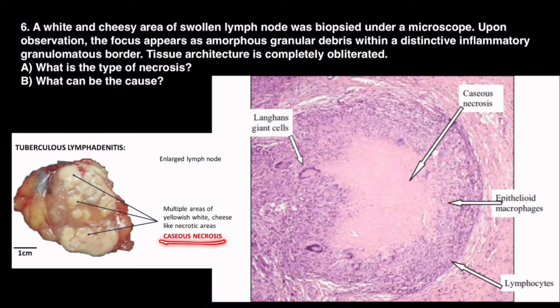In caseous necrosis, under microscopy, you will be able to see granuloma formation. In granuloma formation, in the middle, there's your caseous necrosis caused by Mycobacterium tuberculosis. Surrounding it are your giant cells, multinucleated giant cells. Surrounding them are the epithelioid macrophages, and surrounding the epithelioid macrophages are lymphocytes.